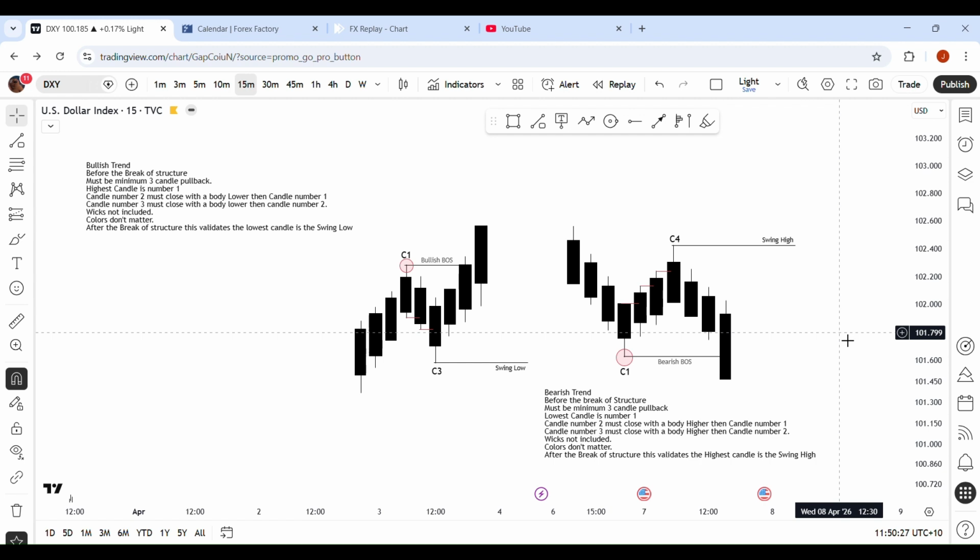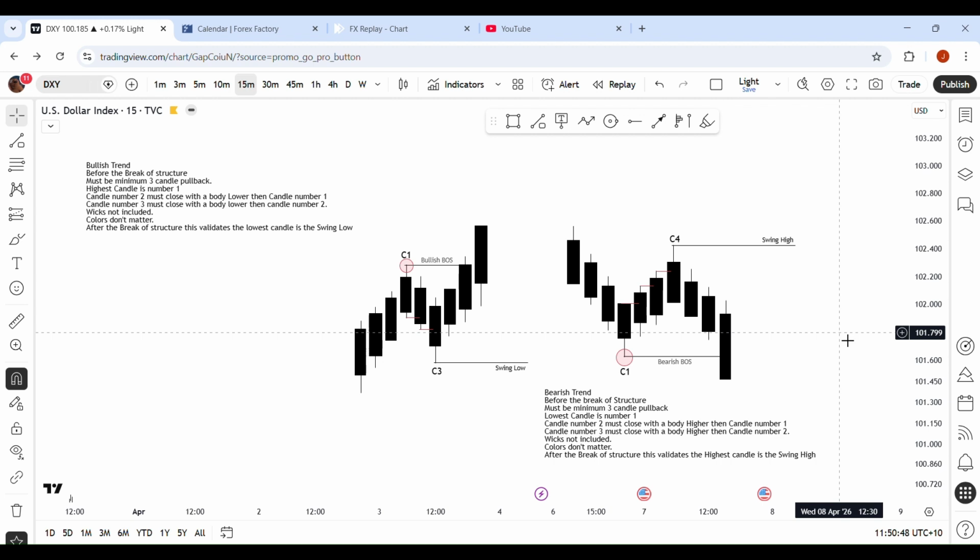Now, some people, like I said, use a 1 candle pullback, some people use a 2 candle pullback. These are valid, but I just found that there's a lot more noise and price just tends to thrash through these levels and just stop me out. So what I found to be the most efficient was a 3 candle pullback theory.